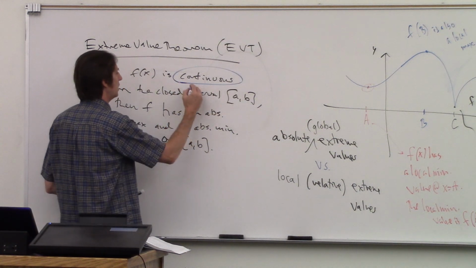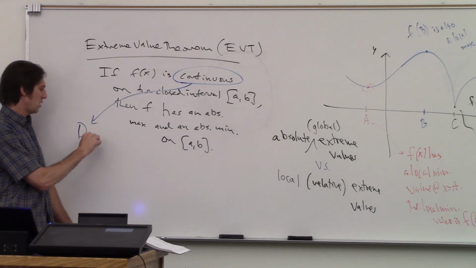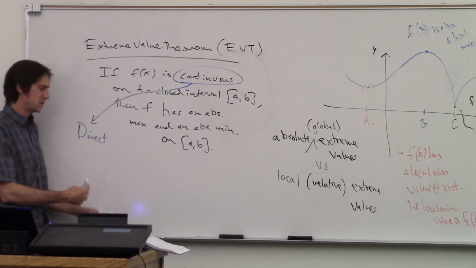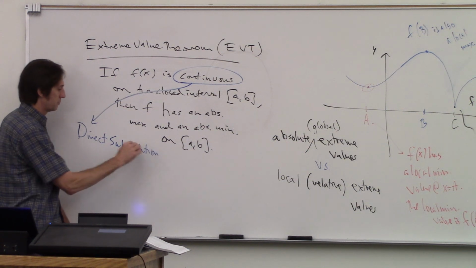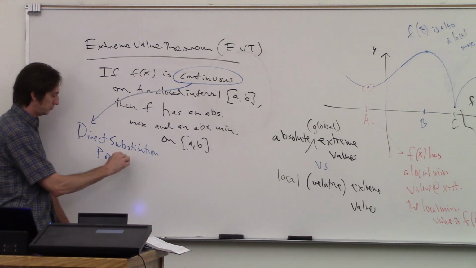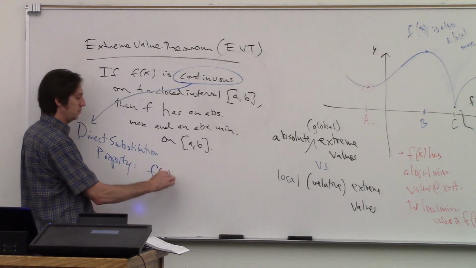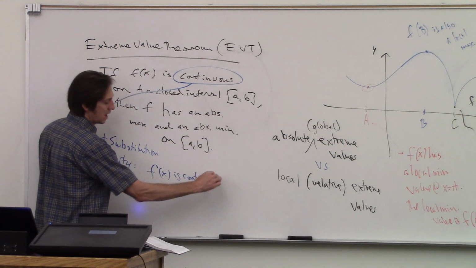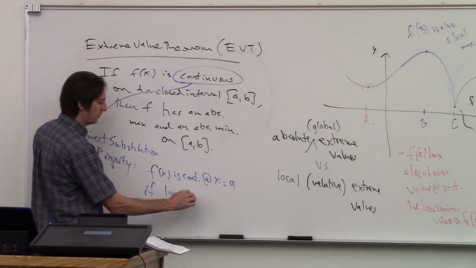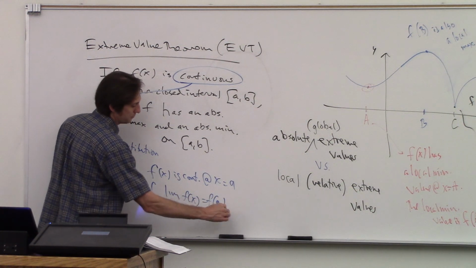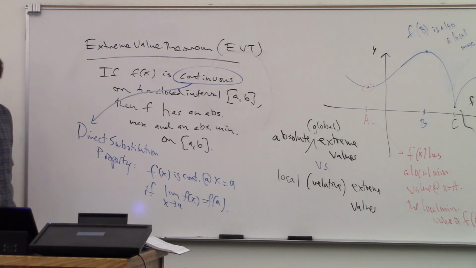Continuity is something that we've talked about in this class, although I haven't really said the word all that much. A long time ago when we were talking about limits, we called continuity the direct substitution property. And the definition that you read about in your book is the following. f of x is continuous at x equals a if the limit as x approaches a of f of x is equal to f of a. Okay, just to remember that.